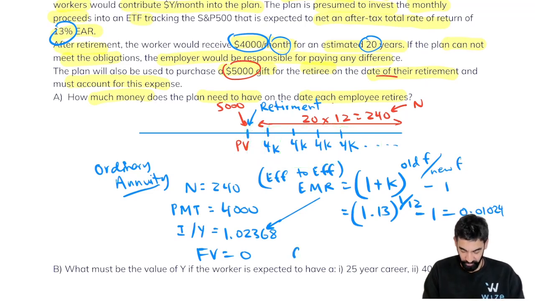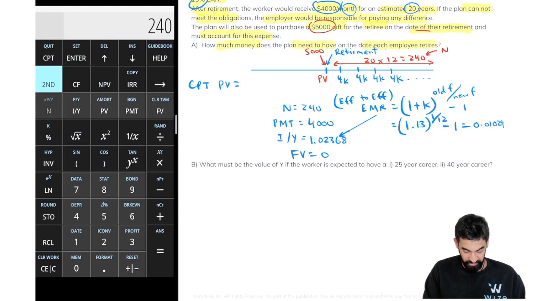So now I can press compute PV. So we do 240 is the N, 4,000 is the payment, 1.02368 is my I/Y, 0 FV, compute PV. That gives me 356,836.82.